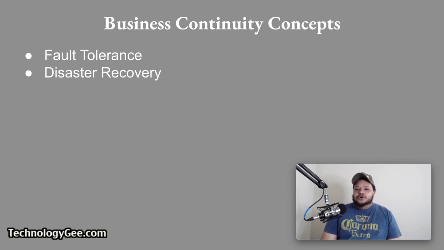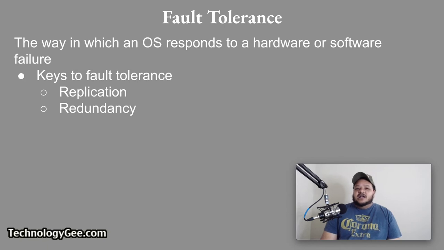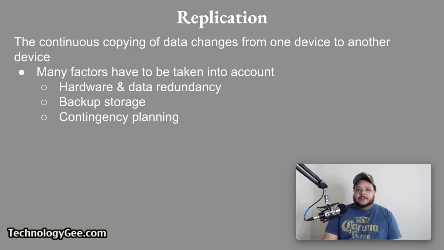And in this video, you will learn about business continuity concepts such as fault tolerance and disaster recovery. Fault tolerance is the way in which an operating system responds to a hardware or software failure. The keys to fault tolerance in IT include replication and redundancy. So replication is the continuous copying of data changes from one device to another device.